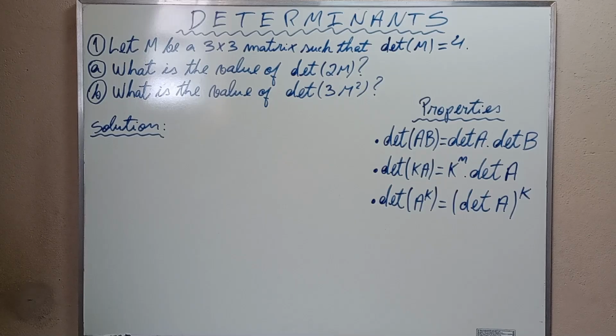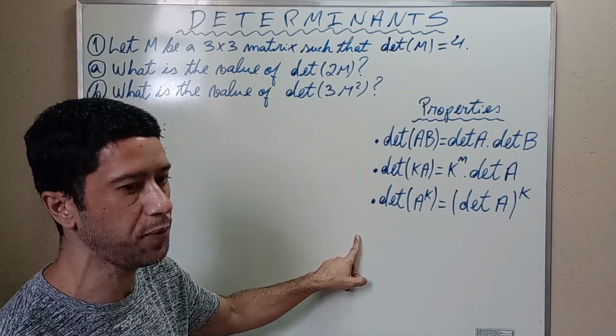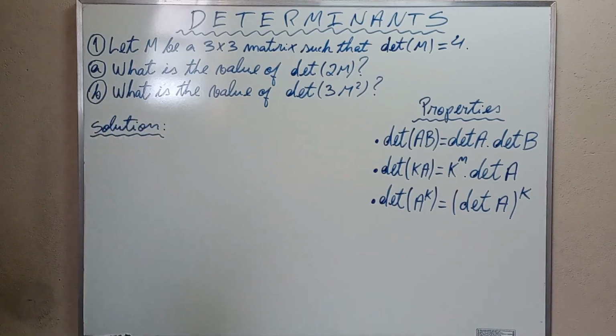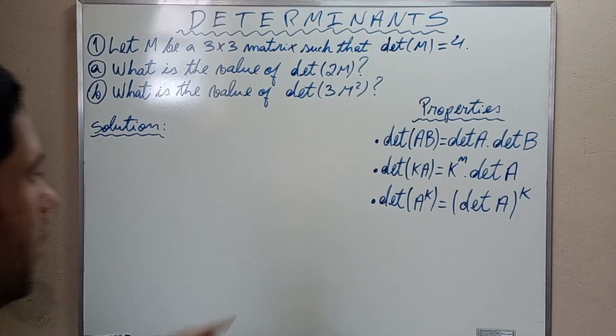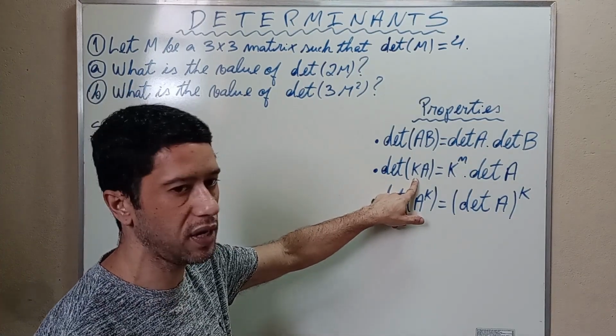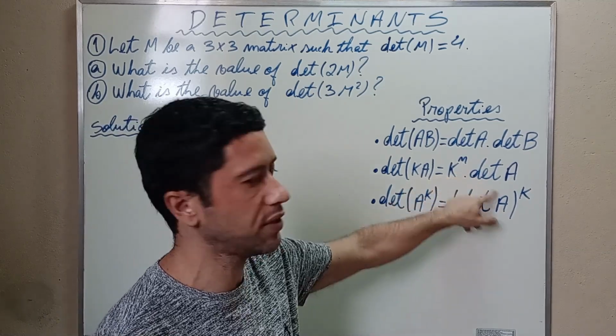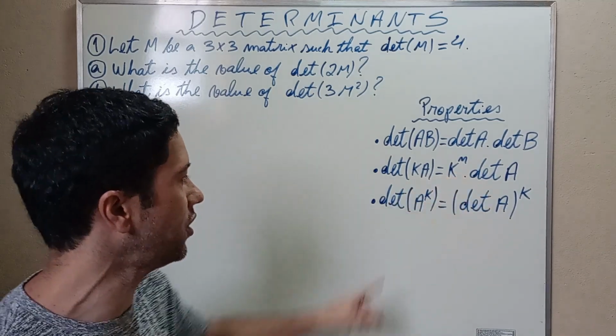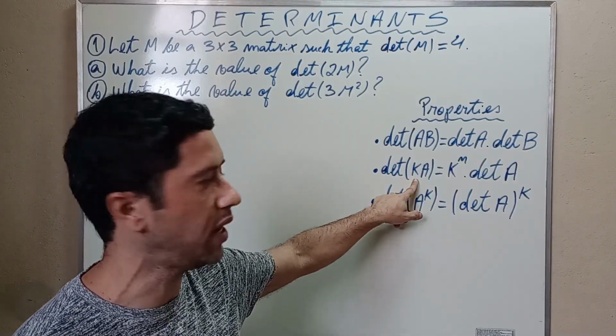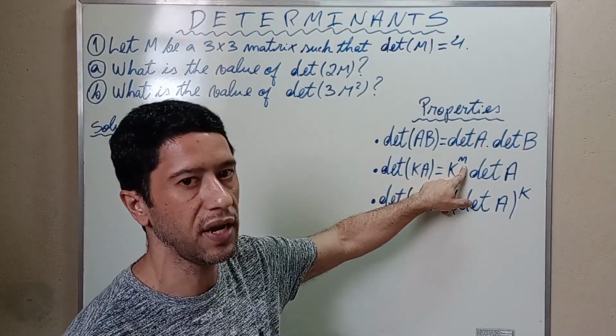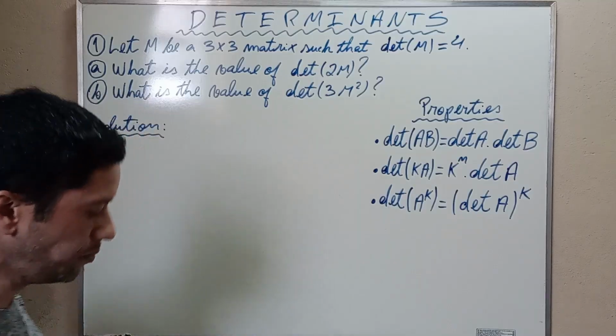Let's begin with letter A. To solve this question, it is necessary to remember the properties of determinants. I advise you to remember these properties here. And for letter A, we are going to use that the determinant of k times A is equal to k raised to the power of n times the determinant of A, in which k is a scalar multiplying the matrix and n is the order of the matrix, okay?